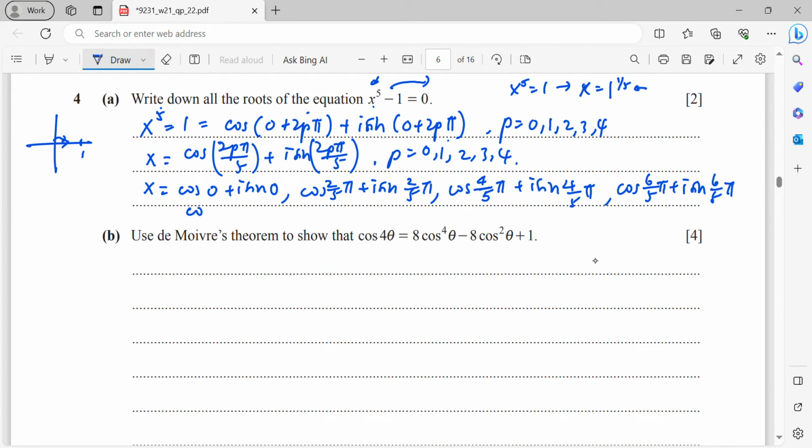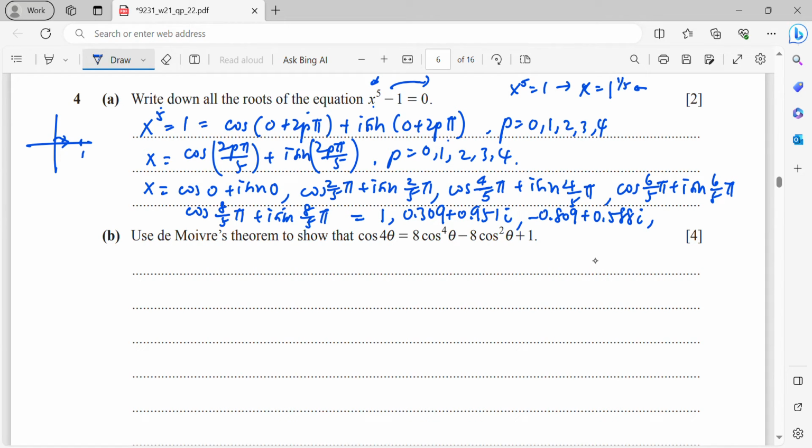Okay, then the last one is cos 8/5 pi plus i sine 8/5 pi. And now we need to write down all these calculations. So it will be equal to 1 for the first one. The second one is 0.309 plus 0.951i.